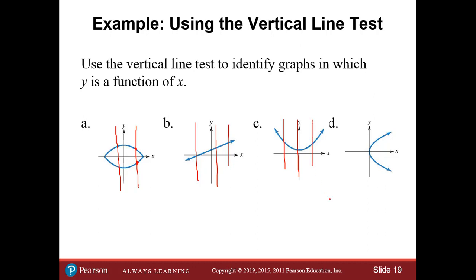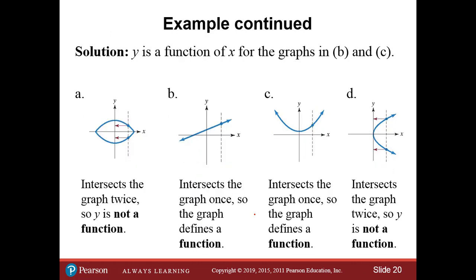Right? Now here, for D, can I draw a vertical line that intersects at more than one place? And the answer is yes. I can intersect here and here. And so therefore it is not a function. Okay? I hope that makes sense.